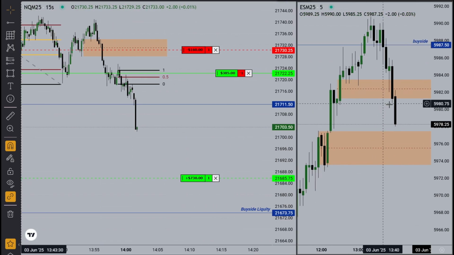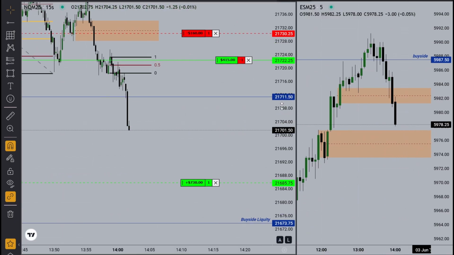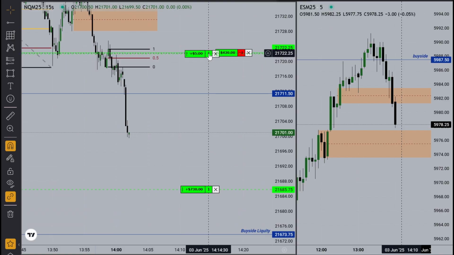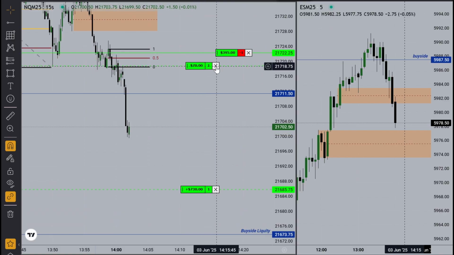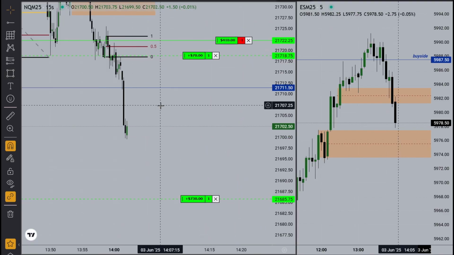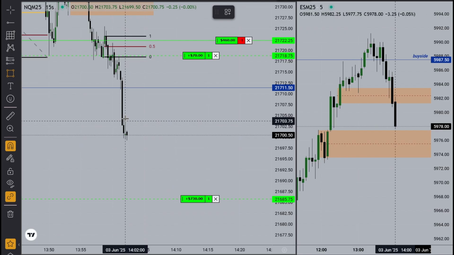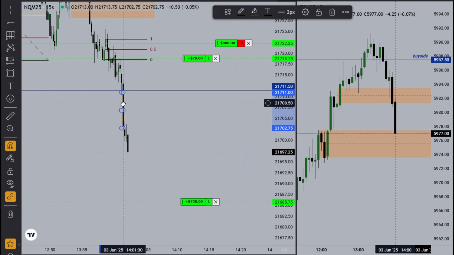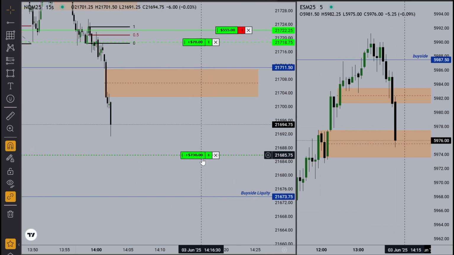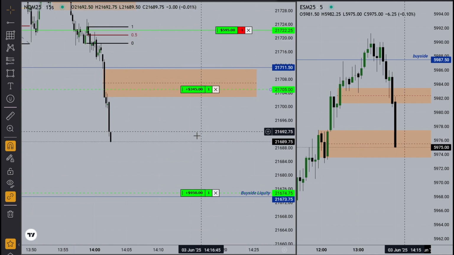That is a great one. Time to go to break even after taking partial. That is crucial, guys. Now I'm trying to notate the fair value gap. That's a good push down. As I said, ES on your left hand side is rapidly going down.